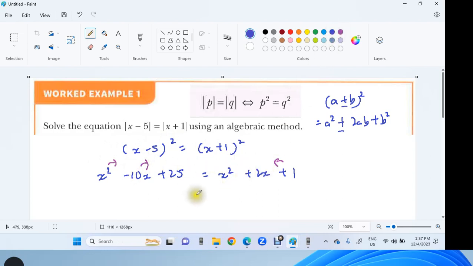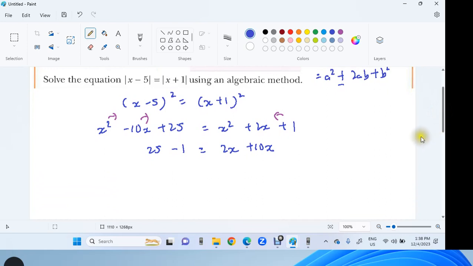So I move the negative 10x, then it will become 2x plus 10x. The x becomes positive. I like to make the coefficient of x positive because when we go to the inequality part, I don't like to deal with an equation with a negative coefficient for x. So I prefer to look at the equation, the coefficient of x here is greater, then I move the number to the other side. So 24 equals 12x.